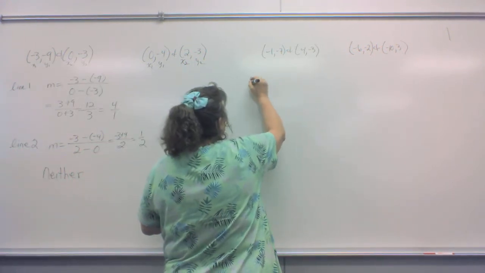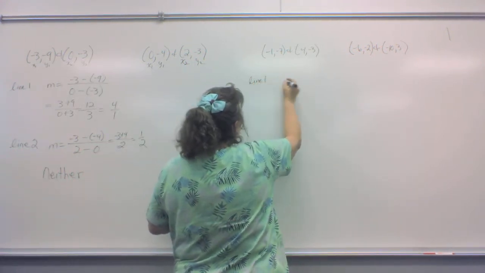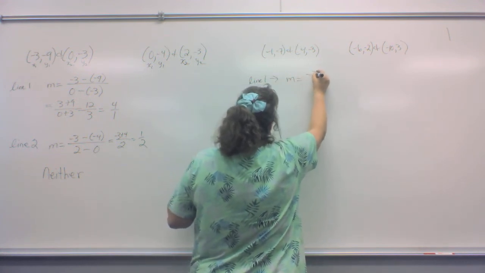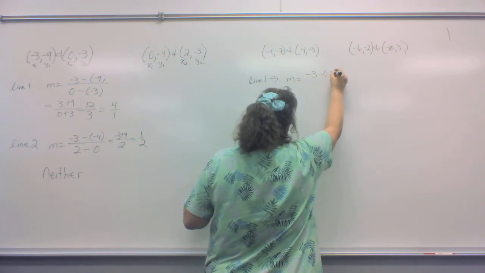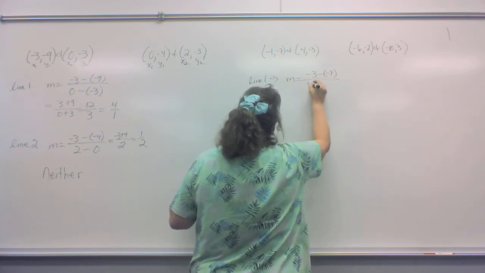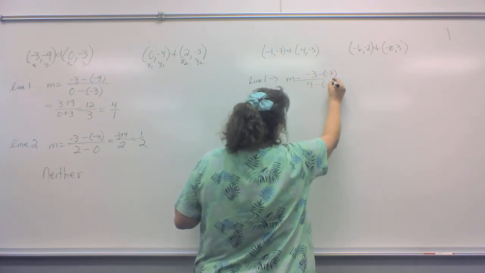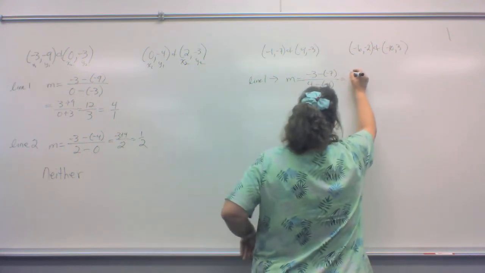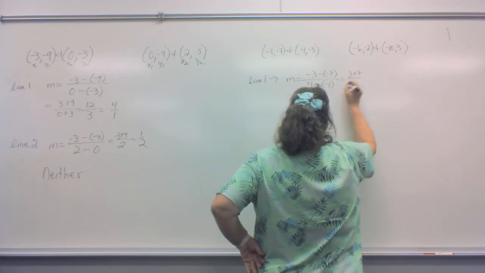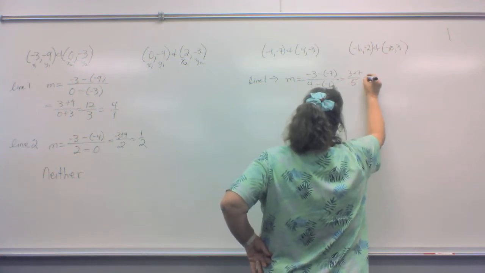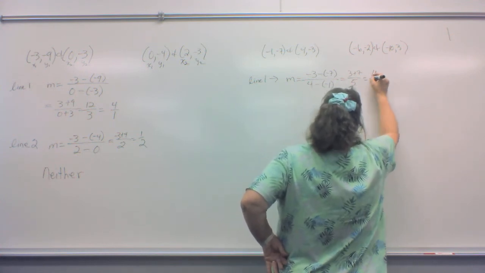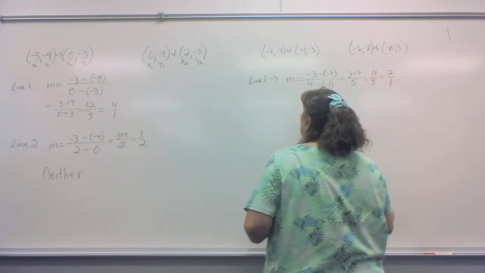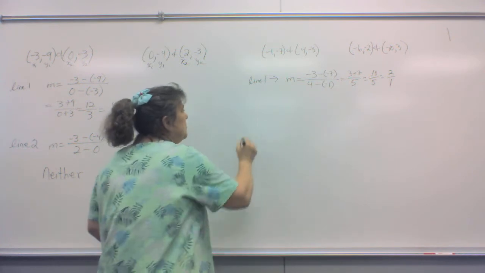Okay, so line 1, we have m is equal to negative 3 minus a negative 7 over 4 minus a negative 1, which is going to equal 3 plus 7 over 4 plus 1, which is 5, making 10 over 5, or 2 over 1. Now let's look at line number 2.